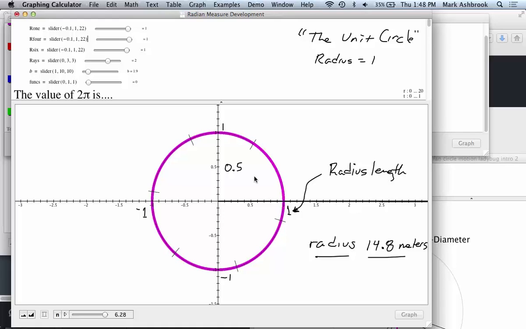Okay, so the unit circle isn't a particular circle. We want to think of it as every circle. It's every circle. Okay? That 1 then stands for the length of a radius, 1 radius.